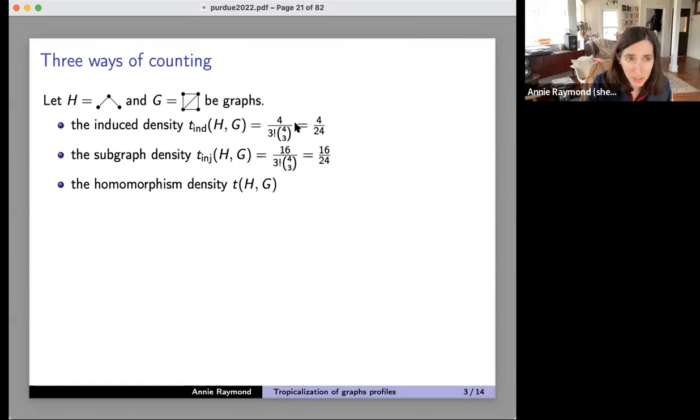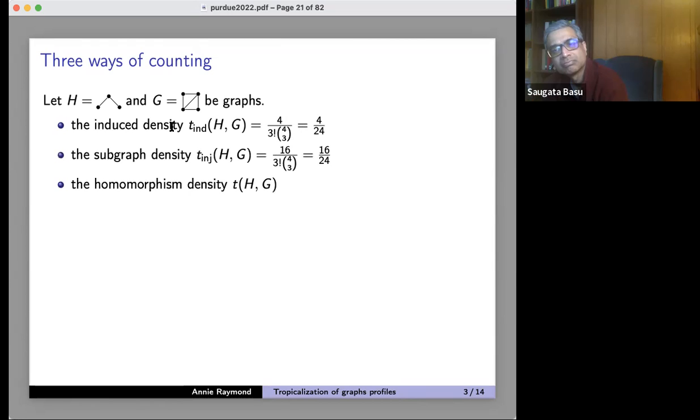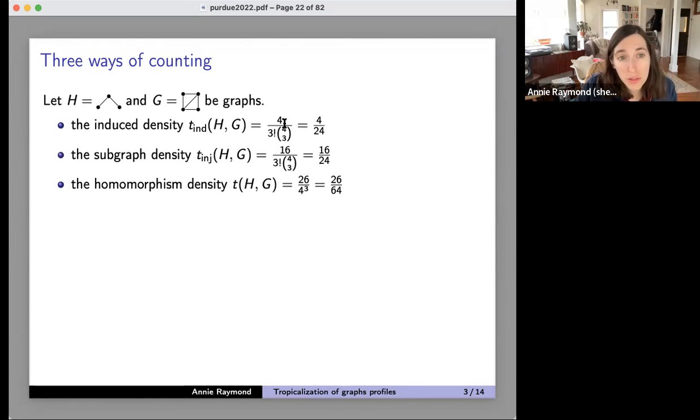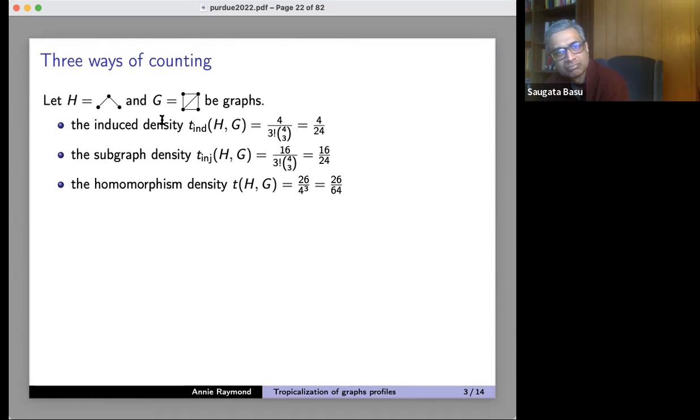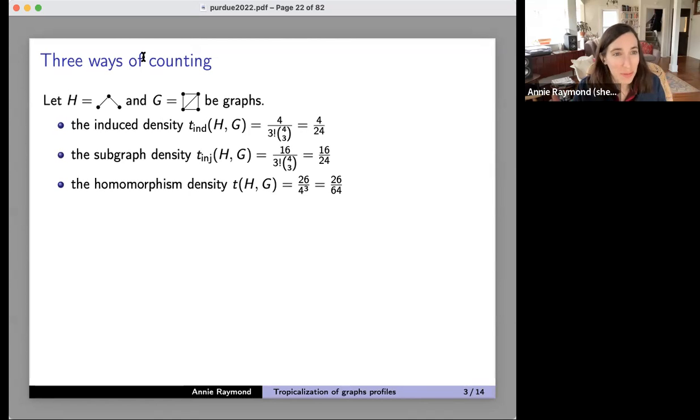And then what Rodolfo had seen before, the total number of maps, if I don't care about my maps being injective. So I have 4 times 4 times 4. So I have 4 to the 3 possible non-injective maps from the vertex set of H to the vertex set of G. Well, some of them are injective, but they don't need to be injective.